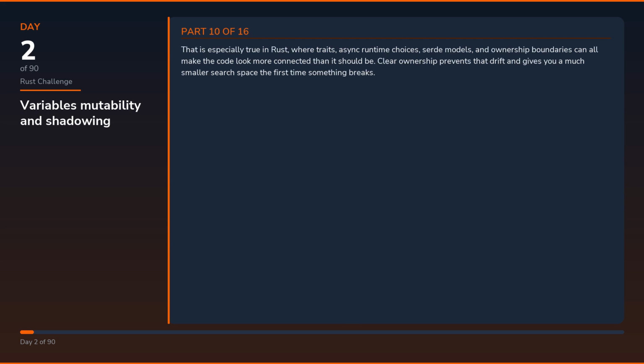That is especially true in Rust, where traits, async runtime choices, serde models, and ownership boundaries can all make the code look more connected than it should be. Clear ownership prevents the drift and gives you a much smaller search space the first time something breaks. A lot of debugging time disappears when the request path, async path, or ownership path is obvious from the structure. The language and libraries help, but only if the design is honest and the boundary is visible in naming, types, and flow.